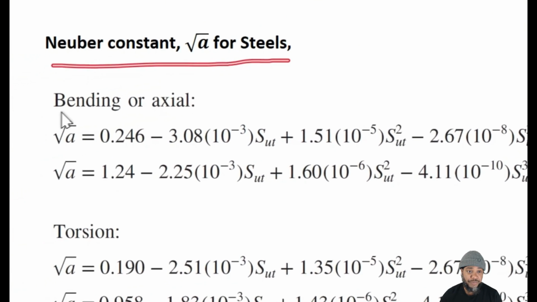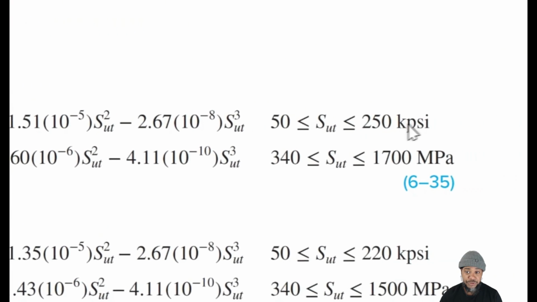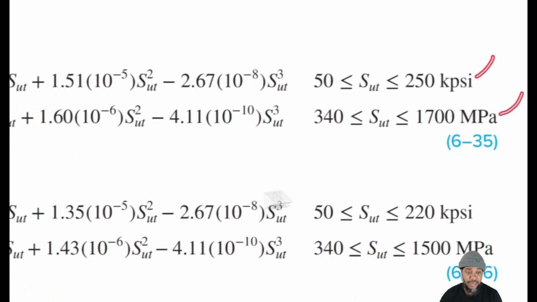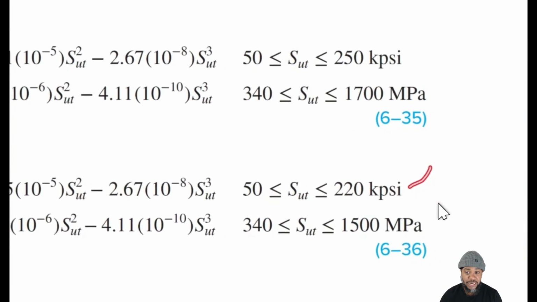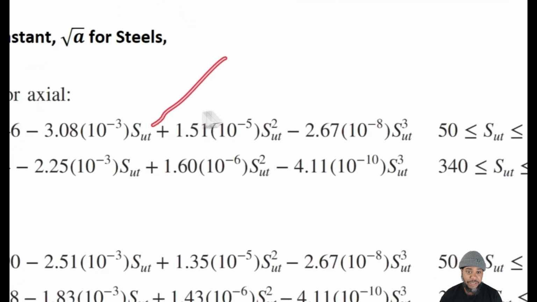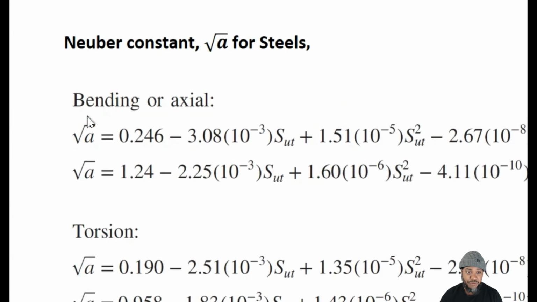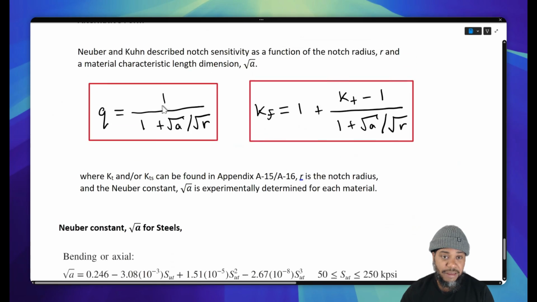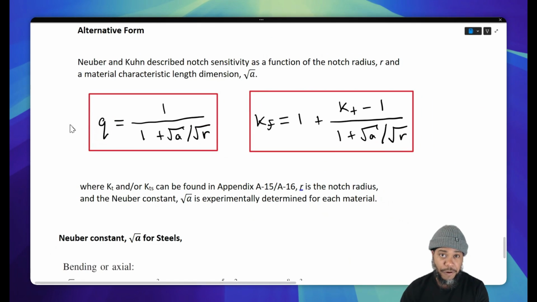polynomial functions, where the Neuber constant for steels under bending or axial loads is one of these two polynomials, depending on if we are in ksi or megapascals. And then for torsion, it's one of these two polynomials, again, if we are in ksi or megapascals. With these polynomials, we can directly put in the tensile strength of our material and get a specific value for this characteristic length, use that value with our radius to get an exact value for Q, and then solve our problem a little bit more consistently.